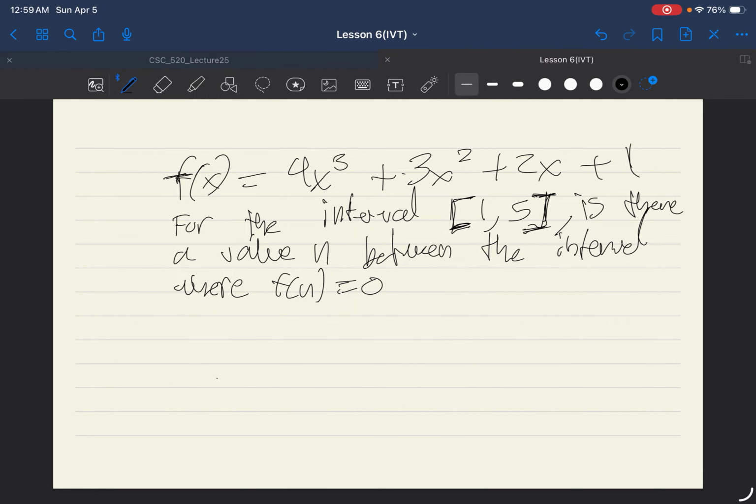So how are you going to do this? Well, first we need to prove this function is continuous. And we already know that it is continuous, so we need to justify it. Most of the time it'll ask us to justify our answer. Right? This is the important part.